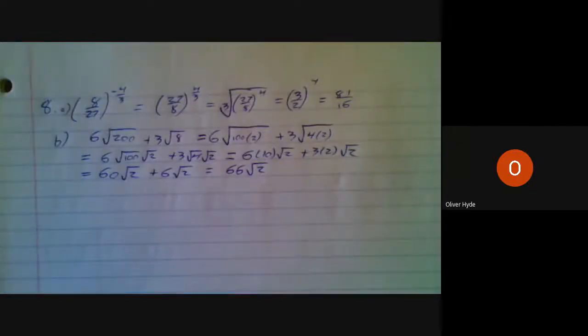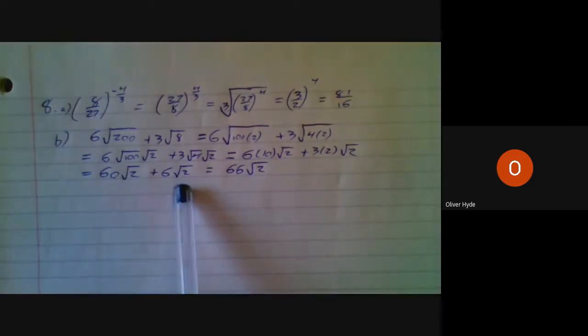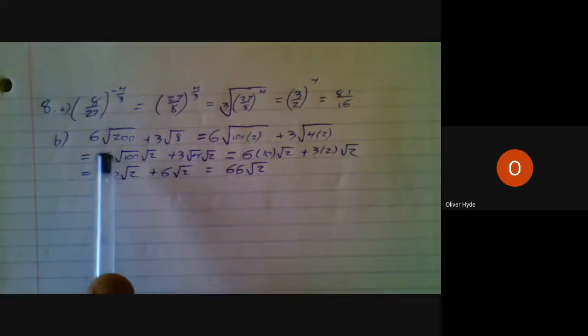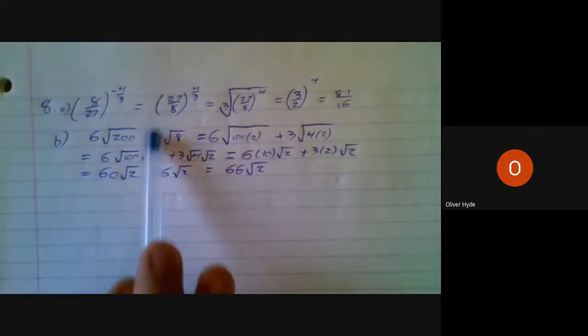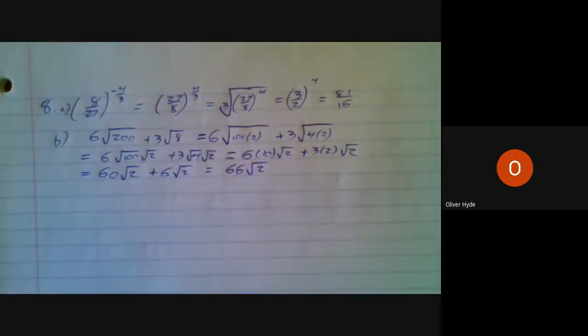Instead of trying to memorize that I add the numbers out front and keep the numbers underneath, think of this like 60 apples plus 6 apples. Or, I don't know, this is 6 degrees Fahrenheit plus 3 degrees Celsius. You need to convert them so that they're counting the same units.